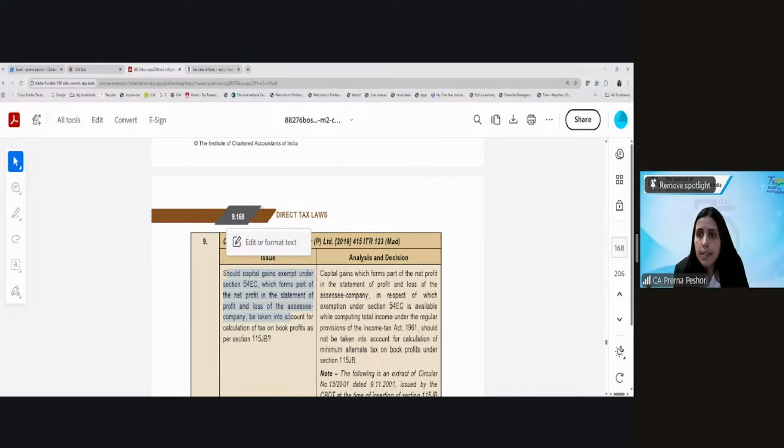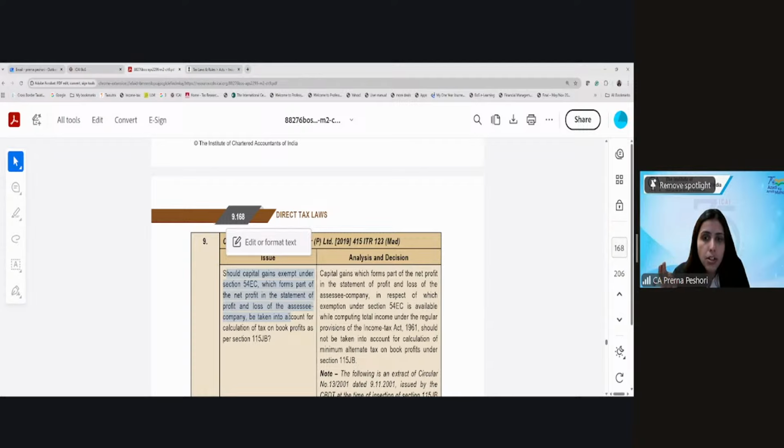So when you sell something like land and building, you can claim under the normal tax provisions the exemption under 54EC if you deposit it within 6 months into the specified bonds, right? Now the question before the court was that if those capital gains are included in my book profit, will MAT be applicable? Because ideally under normal provisions, we are exempting it under 54EC.